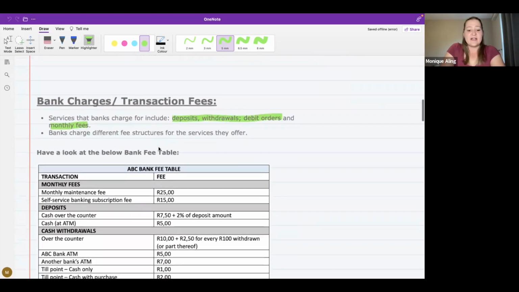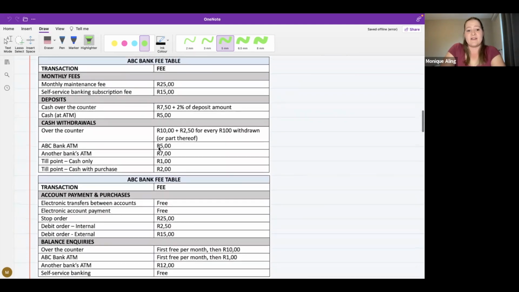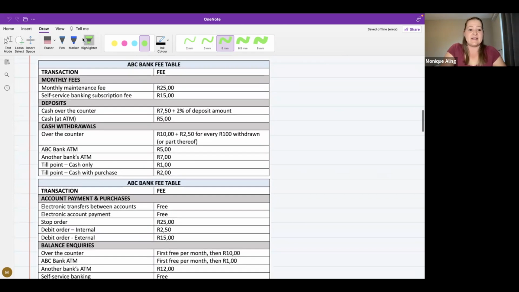So we're going to have a quick look at an example of what a fee structure looks like for ABC Bank. As you can see, we've got our monthly fees. We've got a monthly maintenance fee of 25 Rand and a self-service banking subscription fee of 15 Rand. So every bank is going to have a different monthly fee. Some will be more expensive, some cheaper. Then we've got information about deposits. That's the second thing that you could get charged for at a bank.